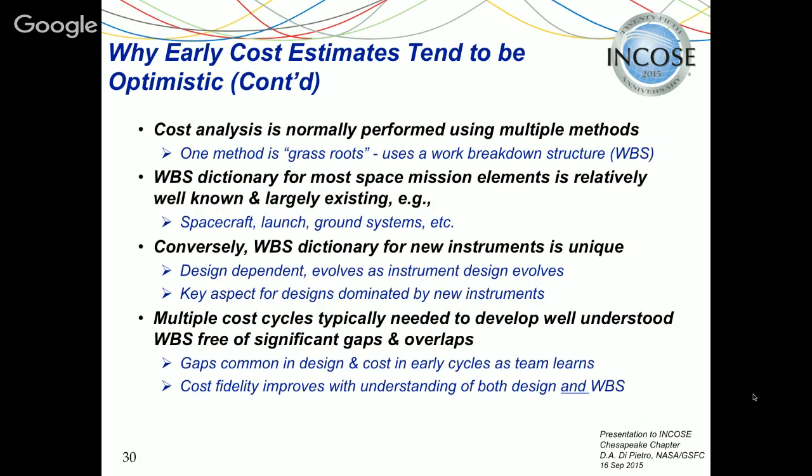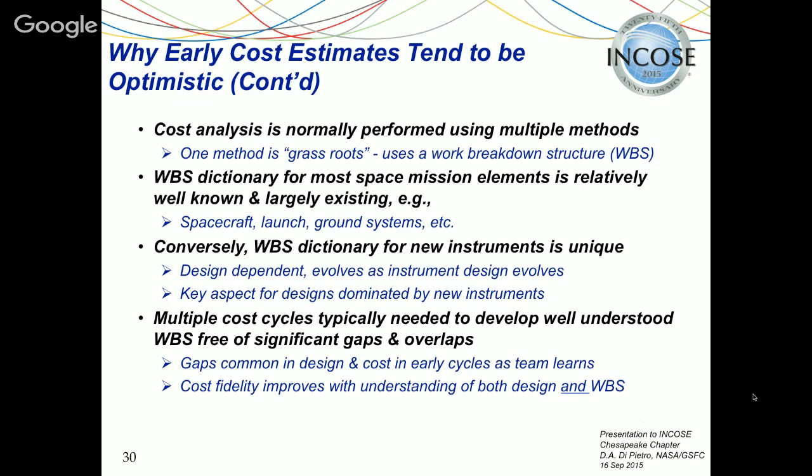Okay, so a little about the WBS. This was a subtle point that came out of a mission that we conducted about 10 years ago. And we used a grassroots cost estimate for this pre-phase A mission concept. Normally that's reserved for phase A, but we did it in pre-phase A. And it was a very complex mission. So we did a grassroots cost estimate, and that involves a relatively detailed WBS, a work breakdown structure.